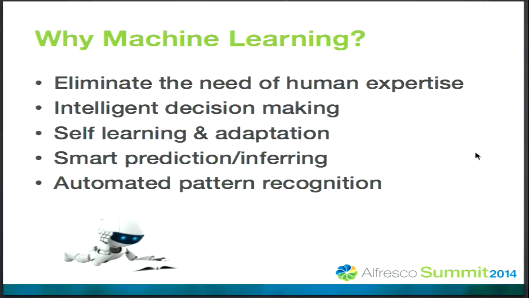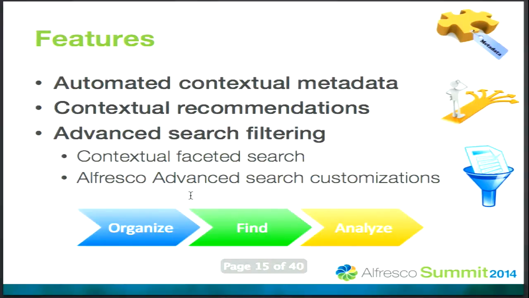And also smart prediction and inferring. You can apply machine learning to areas where you can't program everything explicitly, areas where you can't program everything in advance. So it is capable of learning without being programmed explicitly. And automated pattern recognition. As I mentioned, in clustering, it is possible to recognize the patterns in your repository without any human involvement. So these are the features we have provided.